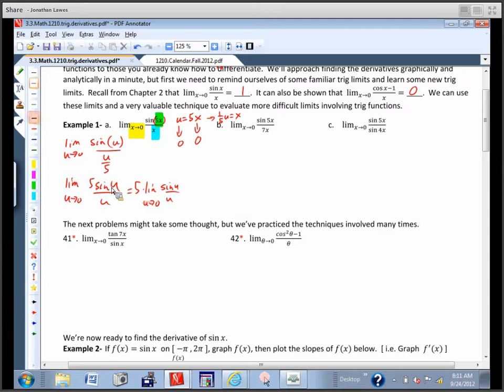Now, what is this stuff right here? What's the limit as u approaches 0 of sine u over u? That's going to be 1. This isn't part of the limit. We pulled it out front, or even if it was, even if we left it inside, it doesn't have a u in it, so it still stays just a 5. So what's the answer on this problem? The answer is 5.